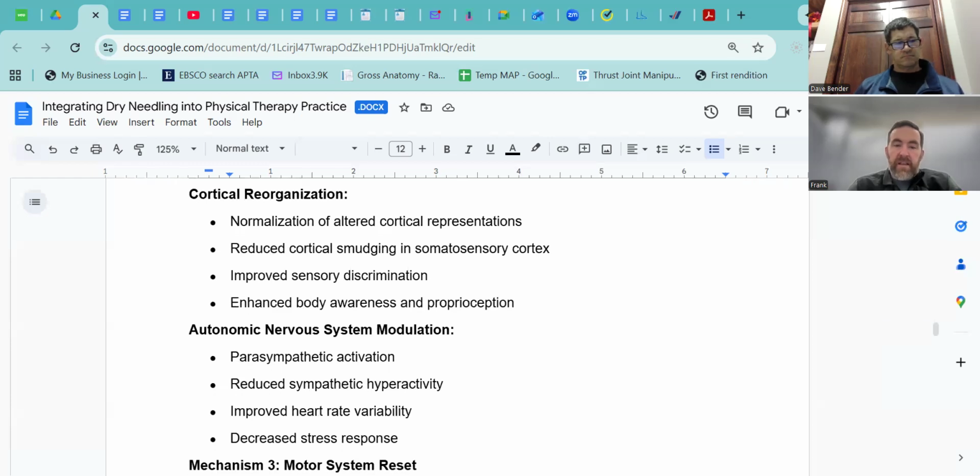Cortical reorganization. This is exciting to me. I'm a big dork with this, but it's the smudging on the MRI that we've talked about in previous lectures. Needling has been shown to normalize the altered cortical representations, reduce cortical smudging in that somatosensory cortex, improve discrimination, and enhance body awareness and proprioception. So, hey, utilize this tool.